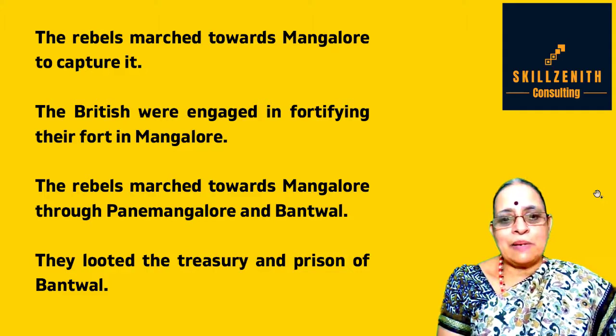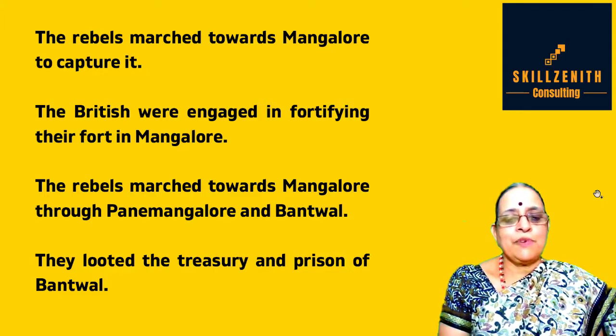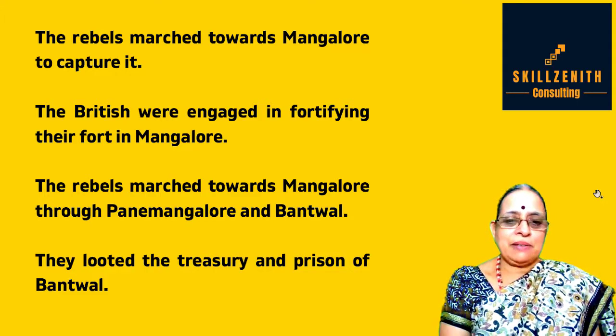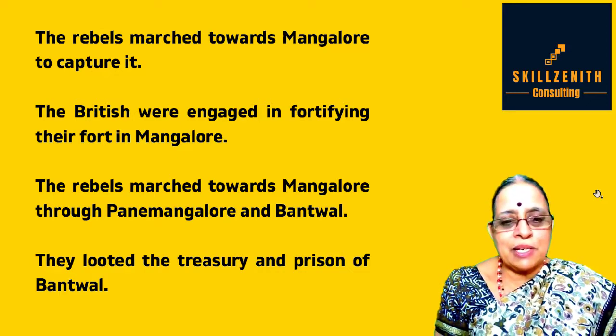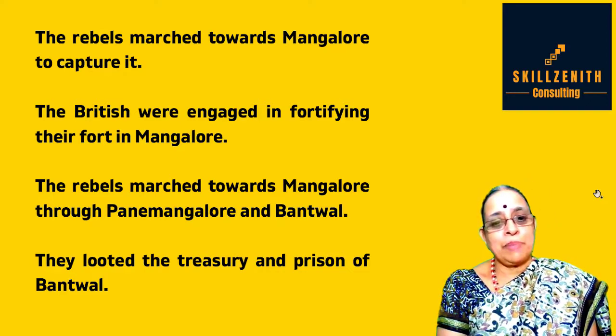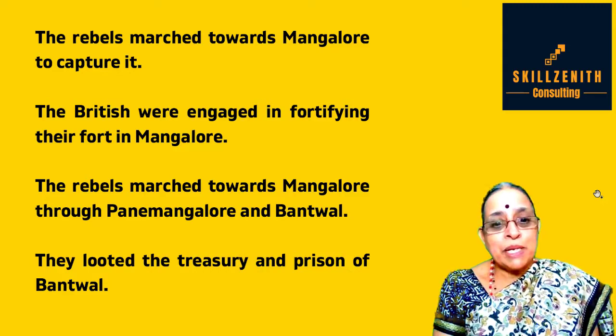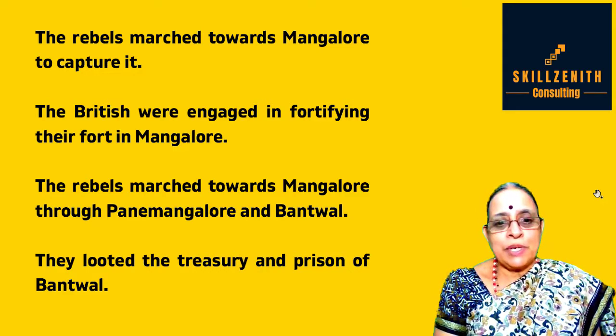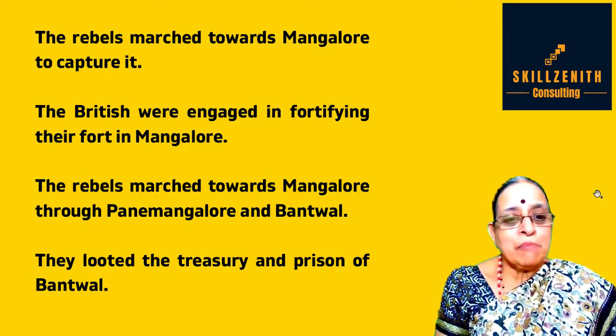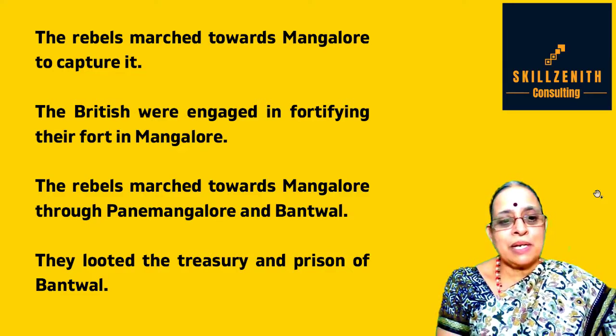What were these rebels doing first? Their first plan was to loot the treasury. If they looted the treasury, they were getting plenty of wealth. They needed money for the rebels to protest against the British. So they looted the treasury and prison of Bandwal. They looted the prison there as well.